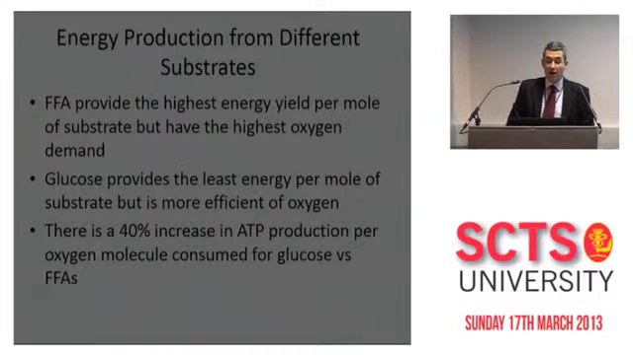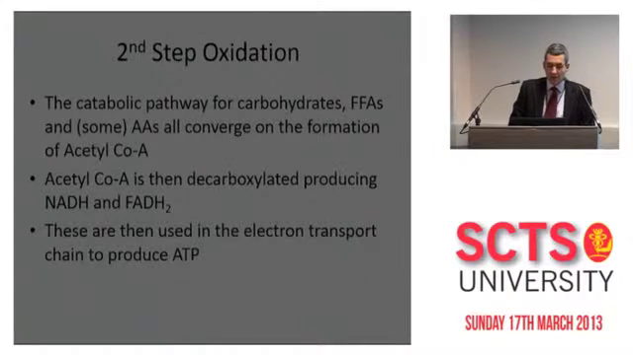Free fatty acids provide the highest energy yield per mole of substrate, but unfortunately also have the highest oxygen demand. In counterpoint to that, glucose provides the least energy per mole of substrate, but is the most efficient use of oxygen. There's about a 40% increase in ATP production per oxygen molecule consumed when we compare glucose and free fatty acids. And I guess that's probably the concept behind the majority of the metabolic therapies we have today for dealing with heart failure.